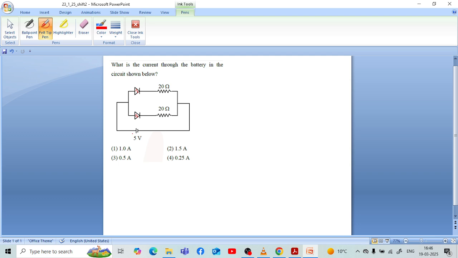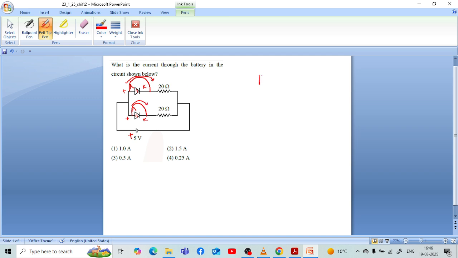Now you can see easily that the positive terminal of the battery goes to the anode side of each diode. The positive potential of the battery is going to the anode side of the diode. It means that both the diodes are forward biased. And we know that when we apply a forward bias to a diode, it is a short circuit. Short circuit means it is replaced by a wire having zero resistance. So it is replaced by a wire. All the current will flow through the diode, and the resistance of the diode is assumed to be zero.